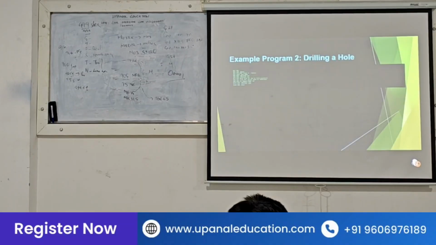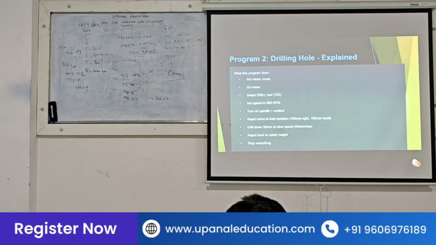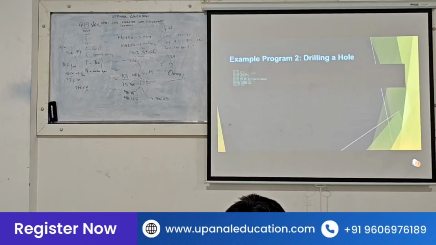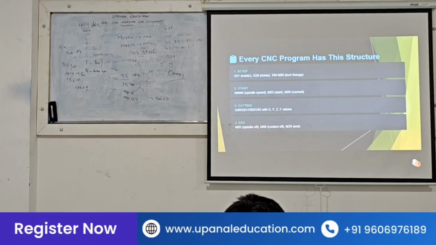So these are the main G codes and M codes. Now this thing I will write bigger. This is a system I made. I don't know what happened. So these are some of the examples.